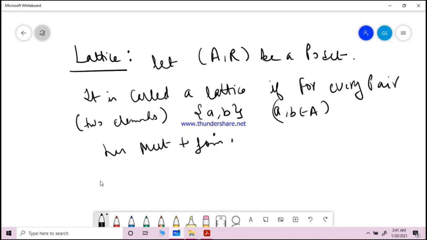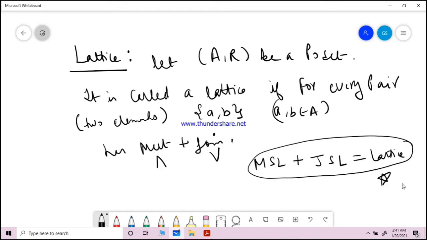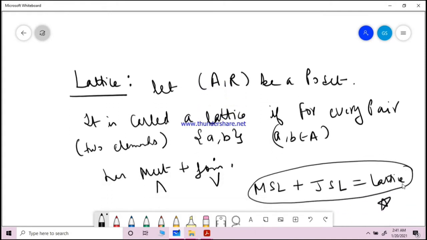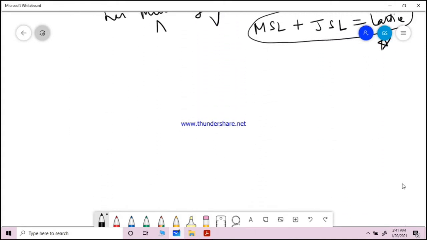If you are having a diagram and for every pair you are having a meet and you are having a join, then you will call that this is a lattice. If we have meet semi-lattice and we have join semi-lattice also, then this is called a complete lattice. This is important. In most of the cases, the total order set, like I have told you the meaning of a total order set, is an example of lattice.